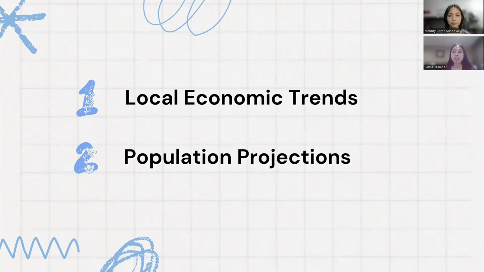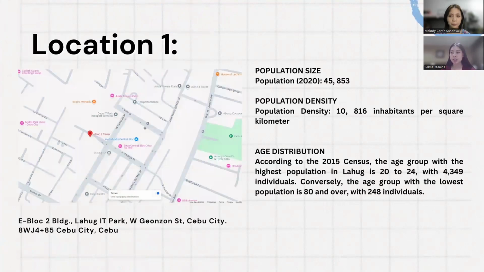Now, let's go to our first location. It is a commercial building space located in Lahug IT Park, W. Johnson Street, Cebu City. For the population size, its population in the year 2020 is 45,853. Its population density is 10,816 inhabitants per square kilometer.